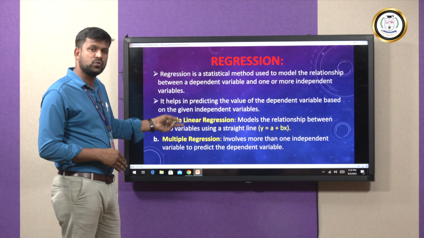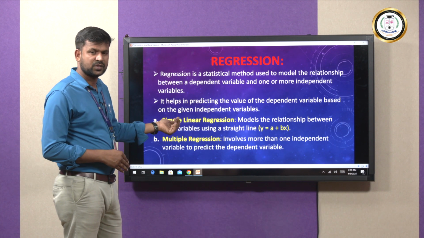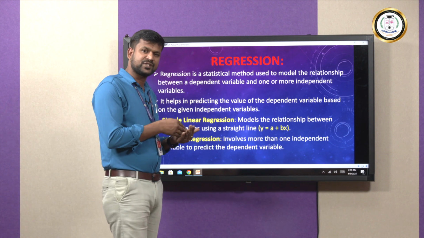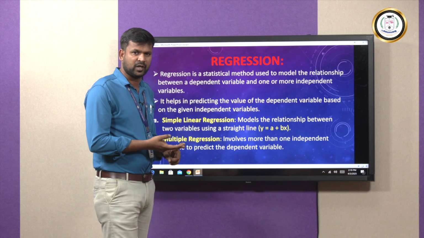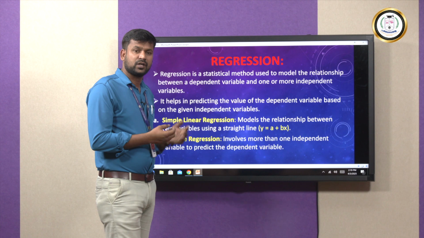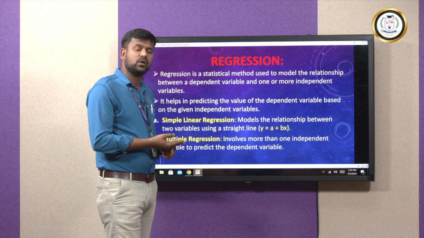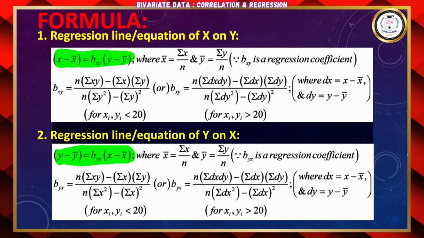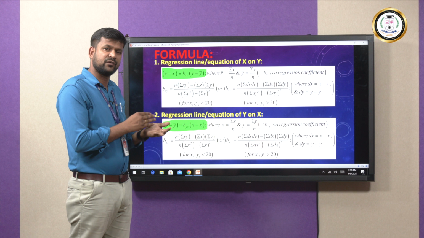Here we have two types: simple linear regression and multiple regression. Simple regression is based on two variables only, x and y, one independent and one dependent variable. Multiple regression is one dependent variable and two or more independent variables. We are going to look at linear regression for the simple one, that's nothing but the regression line or regression equation of x on y as well as y on x. Both are slightly changed, otherwise everything is same.